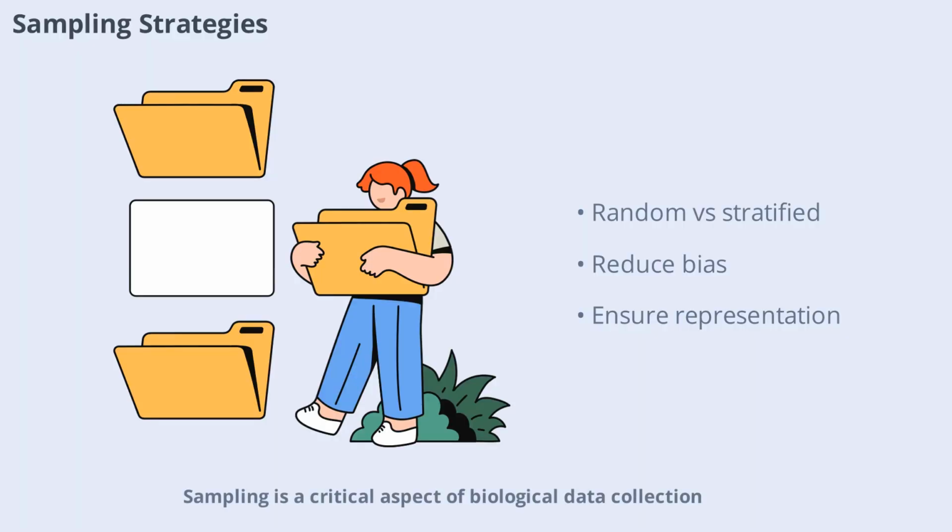Sampling is a critical aspect of biological data collection. It involves deciding how many samples to collect, where to collect them, and how often. Random sampling helps reduce bias, while stratified sampling ensures representation across different groups or conditions. The choice of sampling strategy can significantly impact the reliability and generalizability of your results. Always document your sampling methods clearly for reproducibility.